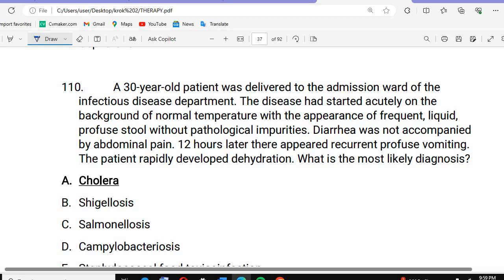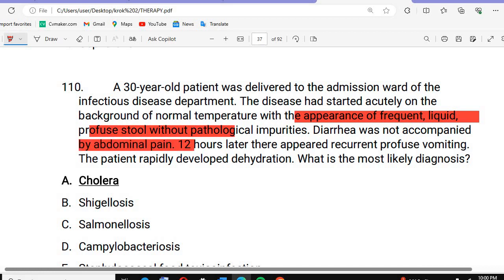The same question. After that, the patient was delivered to the admission ward of the infectious disease department. The disease started acutely against a background of normal temperature, with the appearance of frequent liquid profuse stool without pathological impurity. Diarrhea was not accompanied by abdominal pain. 12 hours later, recurrent profuse vomiting appeared. The patient rapidly developed dehydration. What is the most likely diagnosis?